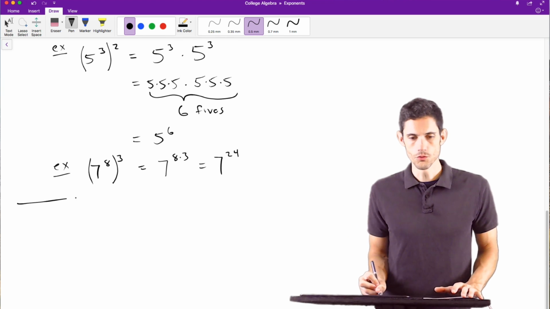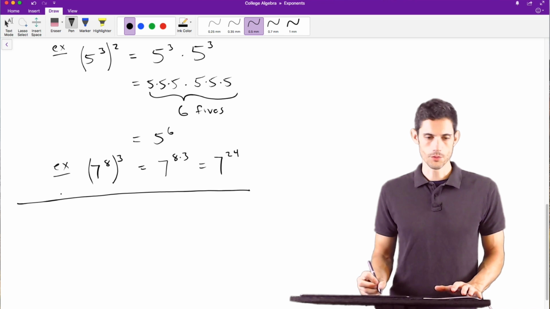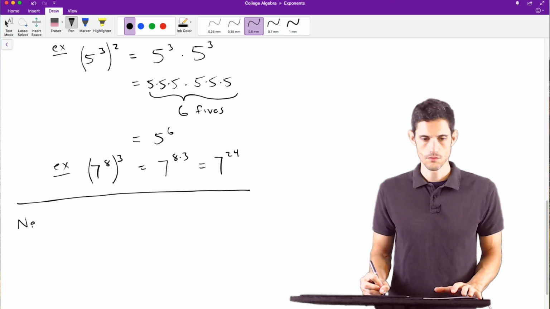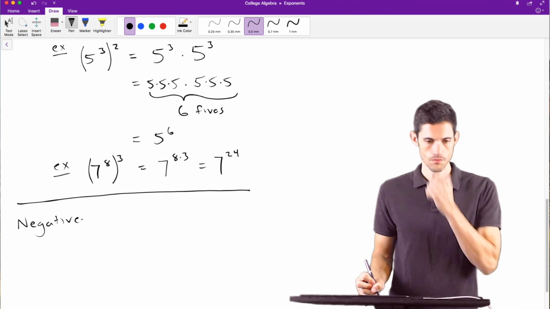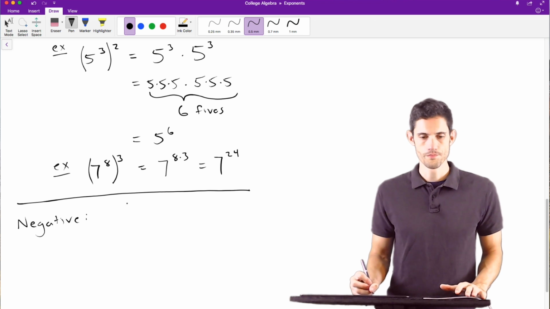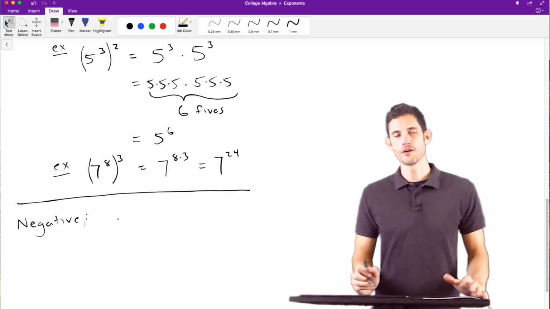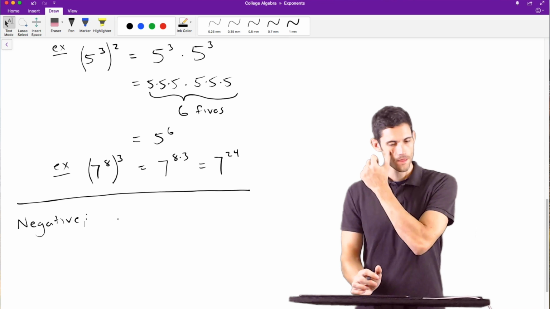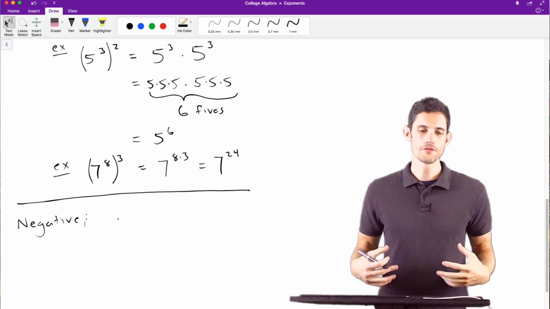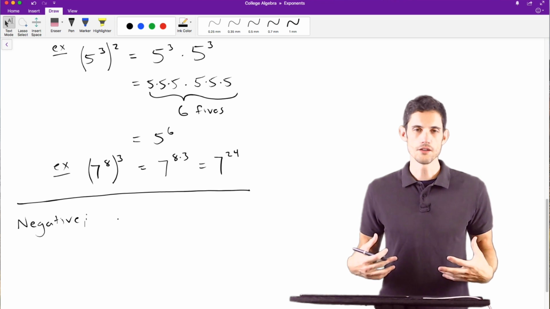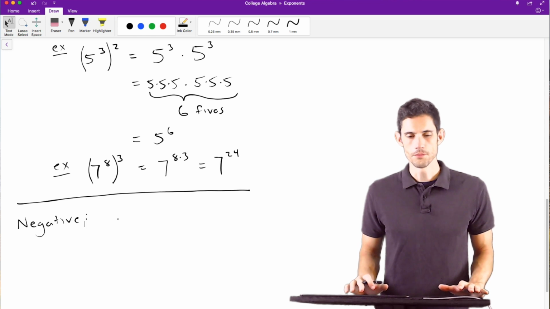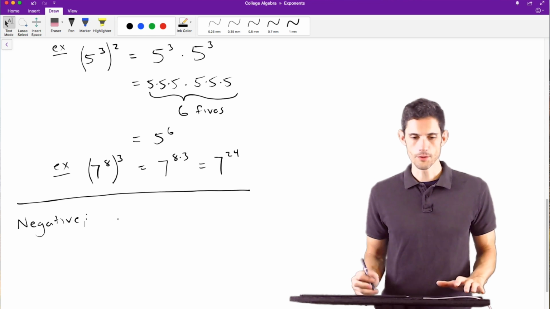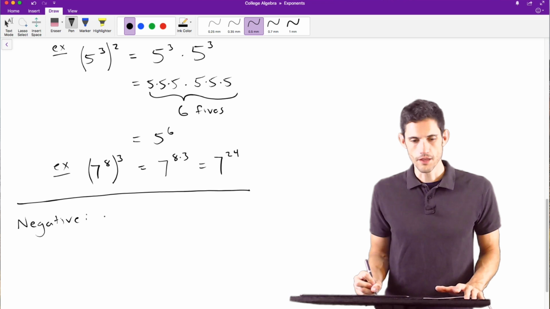So the next rule is negative exponents. I've always liked these because it's like we've come up with a useful way to use the notation that still makes sense. There's kind of a gap in the notation.